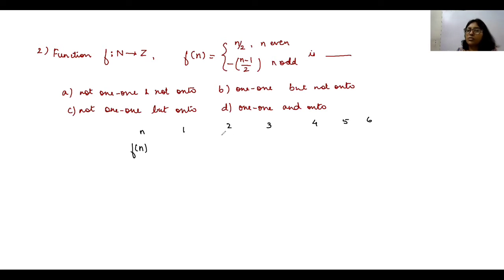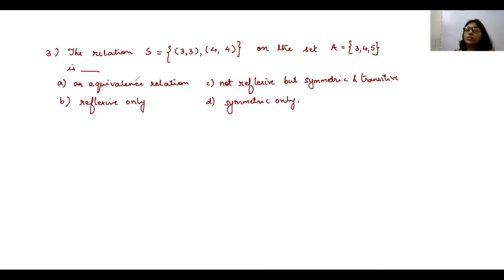So take n as 2. I'm taking the even values first, n upon 2. And for odd values, it is minus of (n minus 1) upon 2. So that is 0, then we have minus 1, and that's minus 2. So for even numbers we are getting positive integers, and for odd numbers we are getting 0 and the negative integers. All the values of Z are used, so that means it is onto, and also because the values are not repeated, it is one-one.